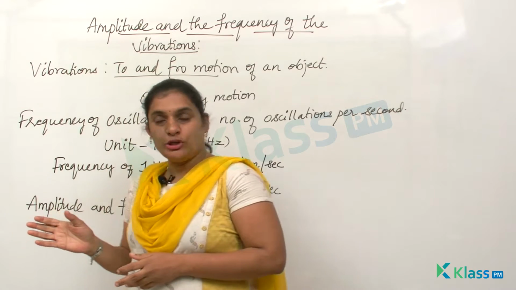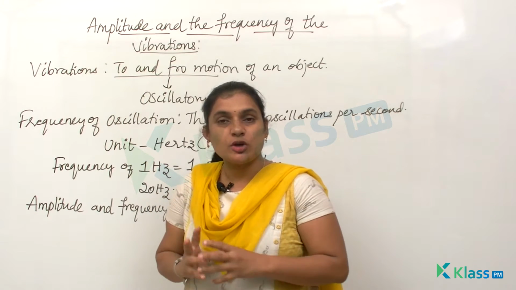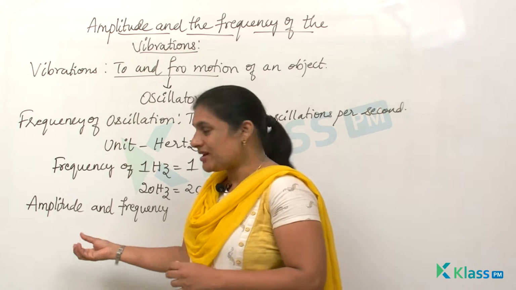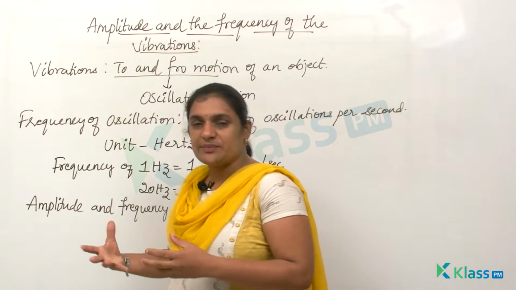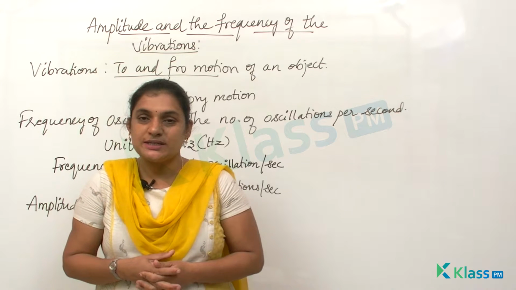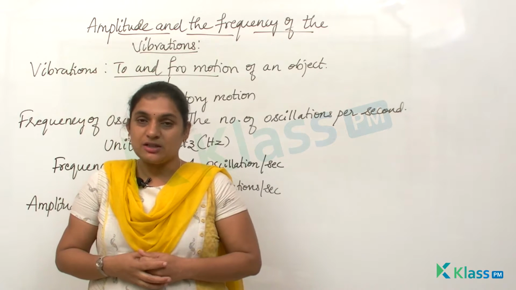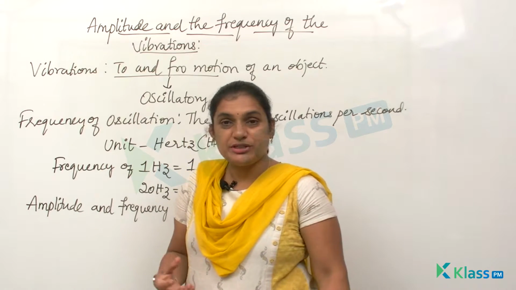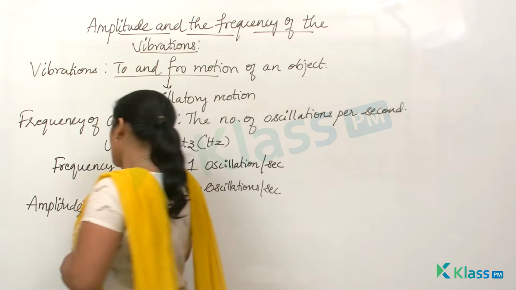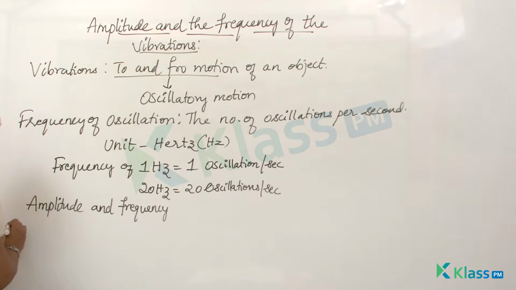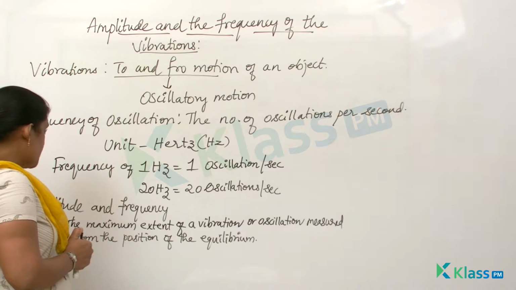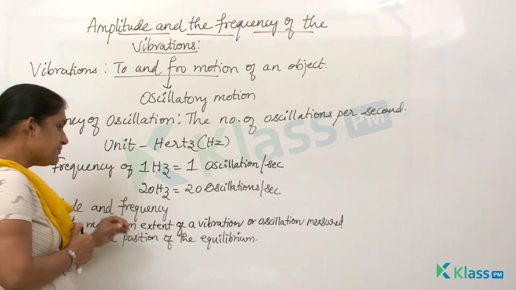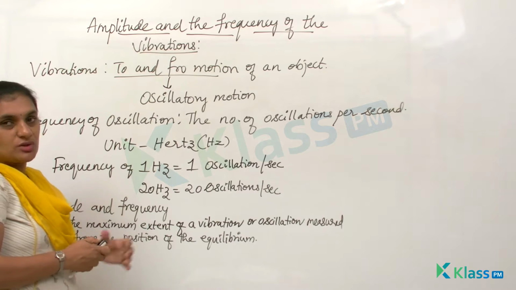So as I've told you, these are the two factors or the properties of the sound which will help us to understand about the sound, right? Amplitude and frequency. I gave you numerous examples, like without seeing the object you can still identify the sound, right? That is only because of the amplitude and the frequency. Now let us see what is amplitude. Amplitude is defined as the maximum extent of a vibration, or you can say oscillation, measured from the position of the equilibrium.